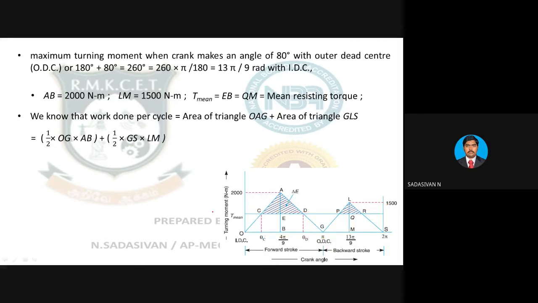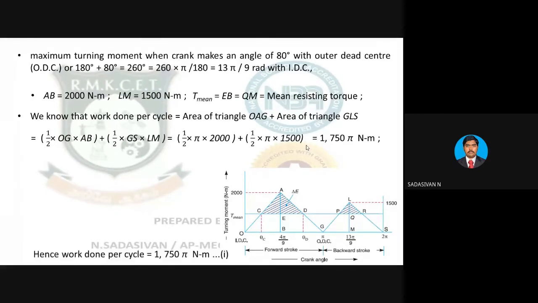Substitute the values. What is the height? This height is 2000. This height is 1500. It is very easy to calculate the area of the two triangles. The required data is there: half into pi into 2000, half into pi into 1500. This pi only, I was telling, don't write 2 pi here. For this triangle alone, what is the length? Pi only. This number may be 2 pi, but this length is pi only. Half into base into height, half into base into height. Sum up the areas of the two triangles and you will get 1750 pi Newton meter, or you can multiply by 3.14 to get one answer. Work done per cycle is 1750 pi. Keep it as equation 1.